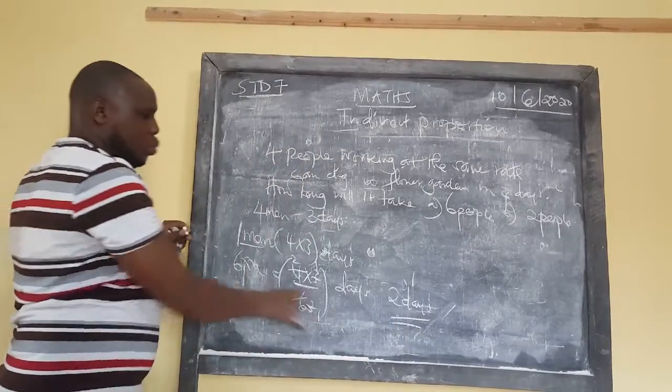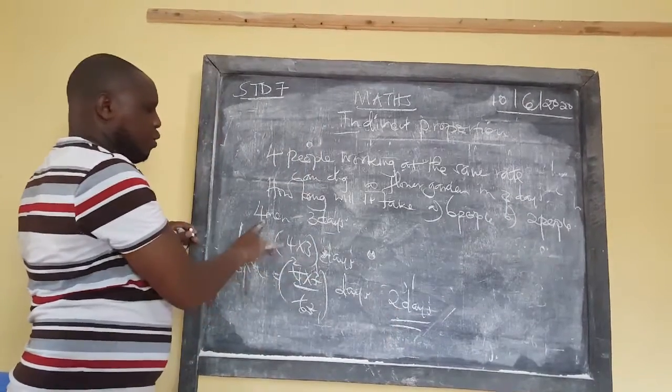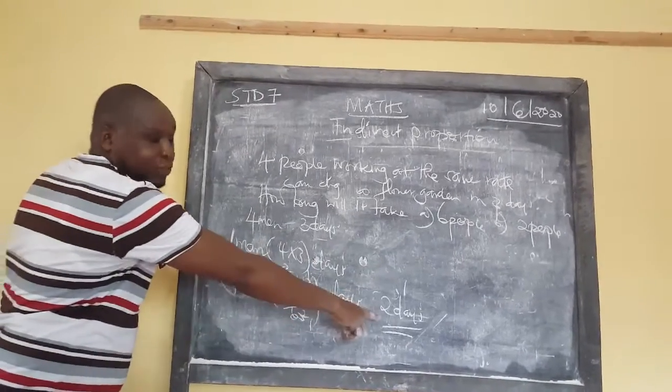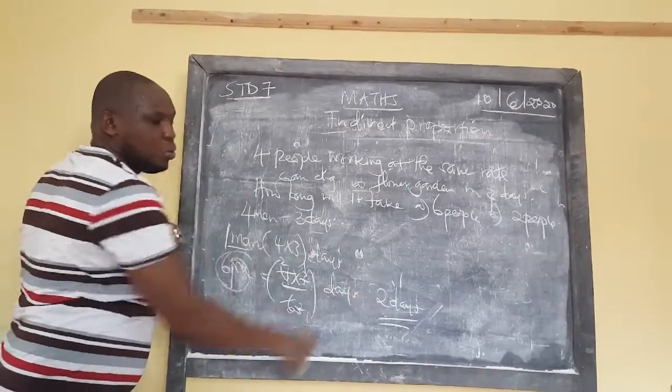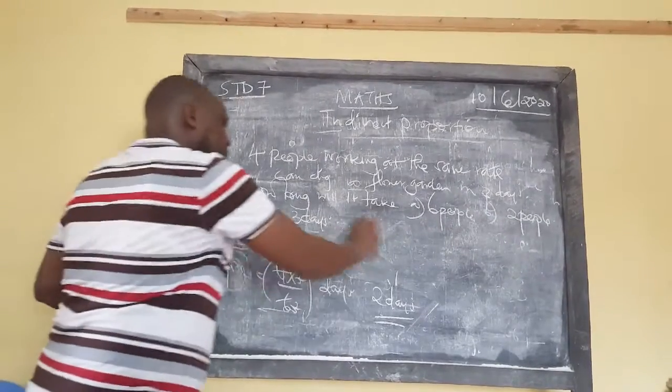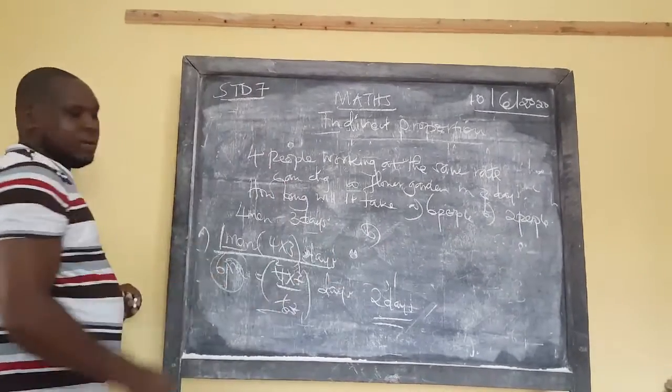So 6 men will work in 2 days. Look here, 4 men take 3 days. Meaning that if we increase the number of men, then the number of days is going to reduce from 3 to 2. So that is how we do it.